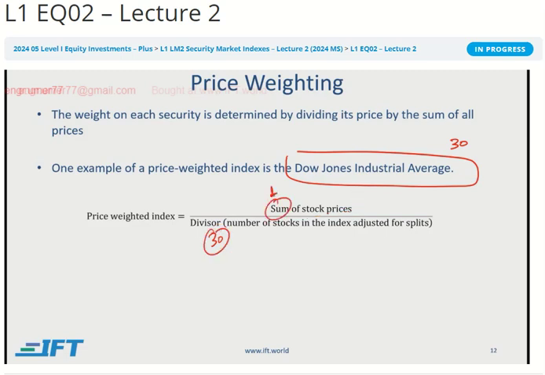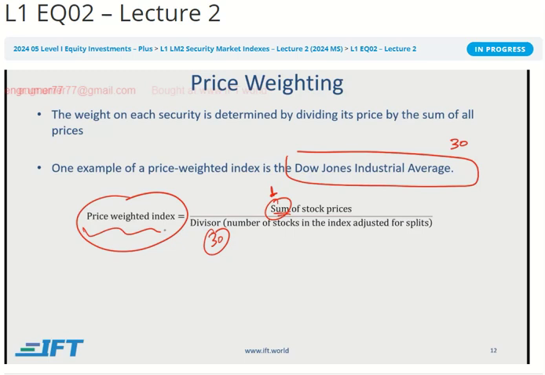Why are we summing these prices? Think of a price weighted index as an index which has one of each stock, right? So you're buying one of each stock. So the total value of the index is basically the average price. And how do you calculate the average price? You add all of the prices and you divide it by the number of stocks. So that is the average price and that is your starting index.